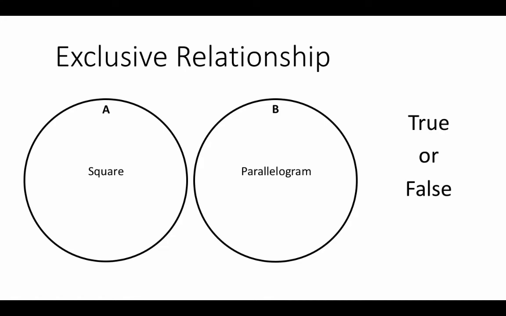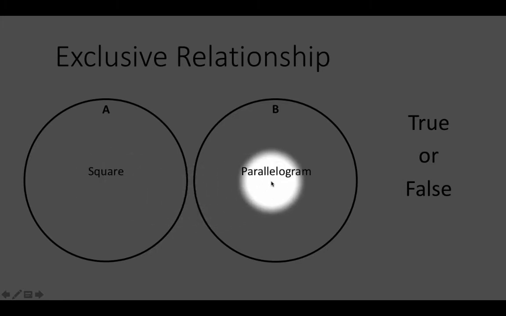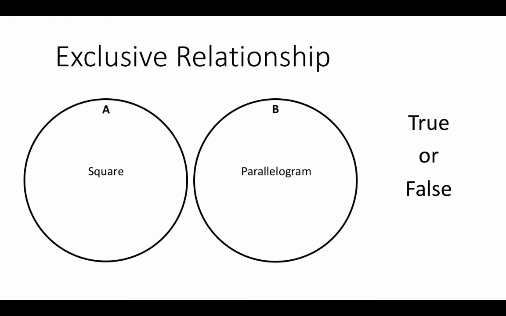How about the relationship between a square and a parallelogram? Is that an exclusive relationship? True or false? If you are a square, can you also be a parallelogram? Yes, you can. In fact, you must be a parallelogram if you are a square. All squares are parallelograms, so this is not an exclusive relationship. How about the relationship between a right triangle and a scalene triangle? Is that an exclusive relationship?